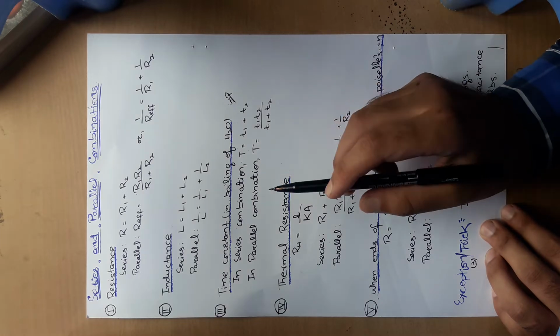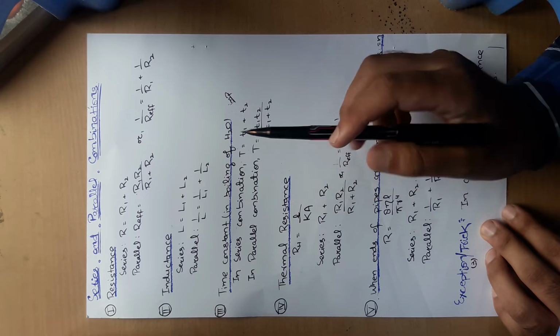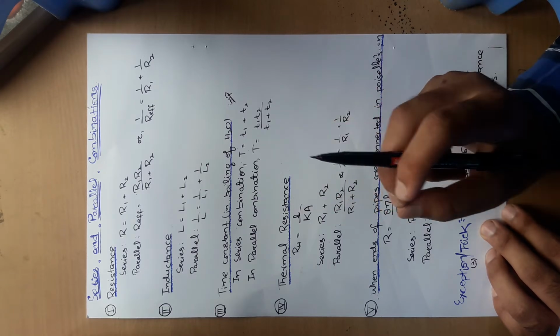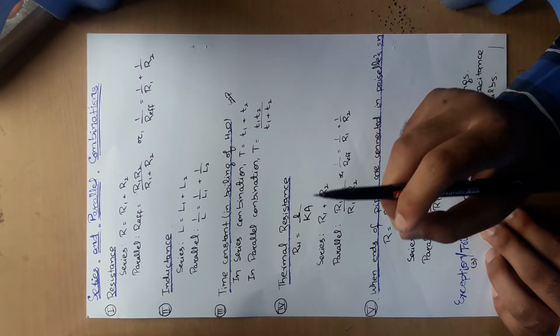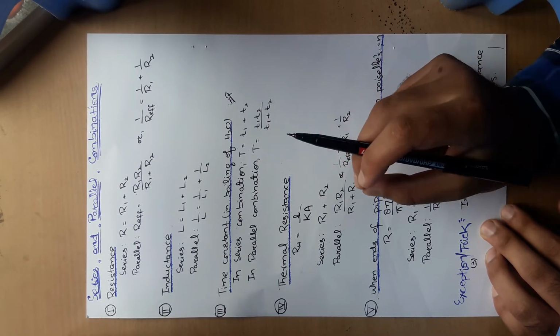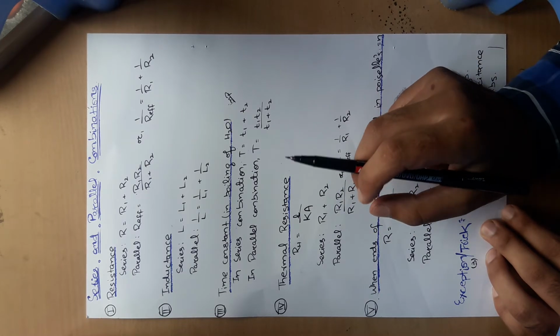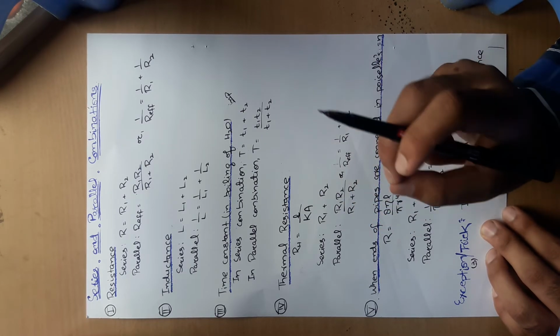The first, I will assure you that the first five are all the same as the electrical resistance. That is, the series will be the simple algebraic addition of the individual resistances, and the parallel combination will be the algebraic addition of the inverse of the resistances.